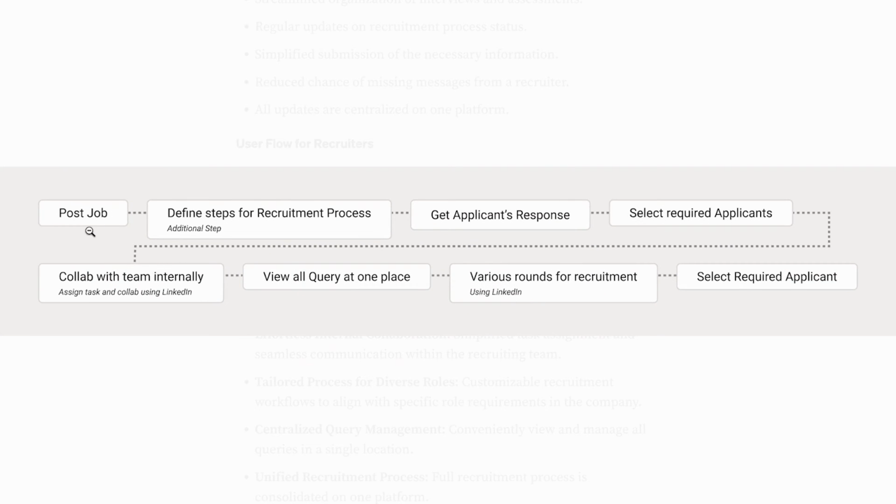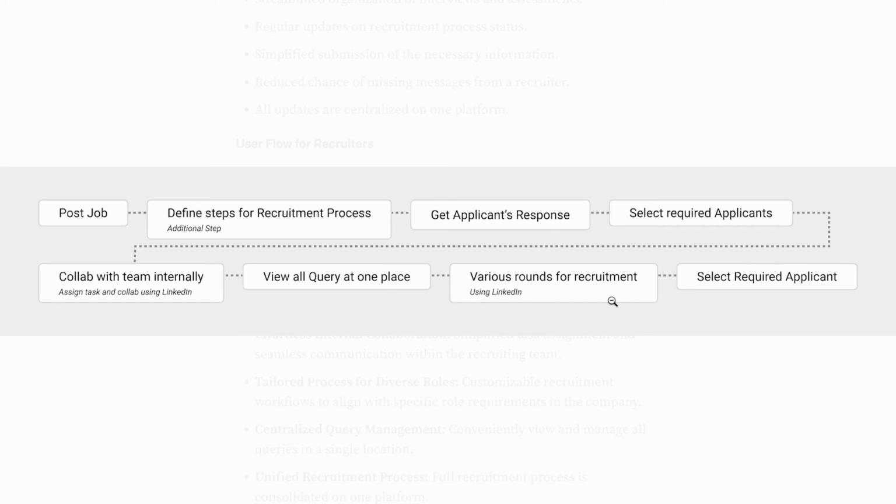Now, again, the new flow. Post a job, define steps for recruitment process, which is basically all the stages of the recruitment process. This I totally would not agree on. This is already done internally when you're posting the job. This is happening together, but it's fine. Get the applicant's response, select the applicants, collab with the team internally, assign task and collab using LinkedIn. Why? What is the problem with using the current internal tools that they're using? They're probably using Slack or Microsoft Teams or something for internally communicating. They already probably have an internal tool where they manage all the things like the resume, things like that. And then view query. What do you mean view all query?